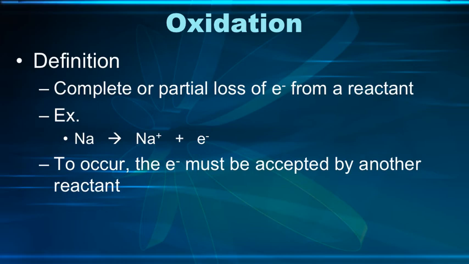Oxidation is the complete or partial loss of electrons. We're putting things in terms of electrons. These are called half reactions. You're going to see some element or ion, and then on the other side you will see it gaining charge while losing an electron. Electrons come off of it, so they'll be on the product side. For this to occur, the electron must be accepted by another reactant. This doesn't just happen for fun. It immediately goes somewhere. So this happens in conjunction with a reduction half reaction. It does not happen by itself in a vacuum.